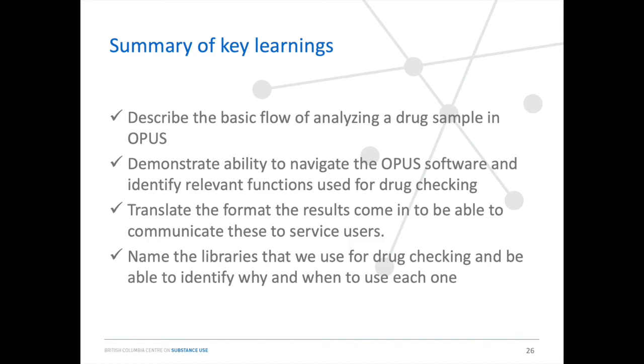In this webinar, you learned how to: 1. Describe the basic flow of analyzing a drug sample in OPUS. 2. Demonstrate the ability to navigate the OPUS software and identify relevant functions used for drug checking. 3. Translate the format the results come in to be able to communicate those to service users. And 4. Name the libraries that we use for drug checking and be able to identify why and when to use each one.